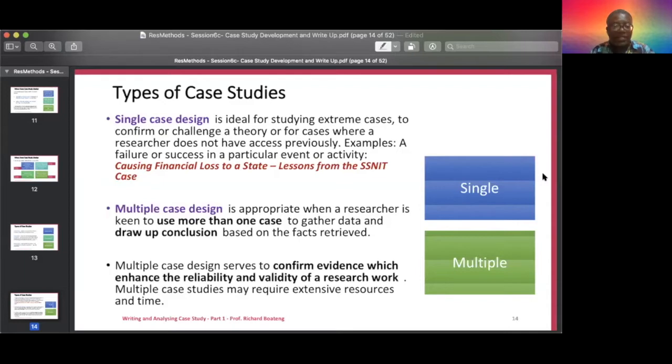So a multiple case study is appropriate when the researcher is keen to use more than one case to gather data and to be able to get a comparison, a contradiction, a replication, or complementary answers in order to end up drawing a conclusion. Now, multiple case studies help to confirm evidence in order to enhance the reliability and validity of the research. But it usually takes more time because you are now spending more time on the field than just doing one case study. And it also may require you collecting data sometimes concurrently from two different teams or two different occurrences of the phenomenon that you are trying to study.